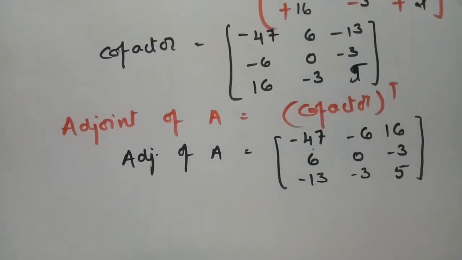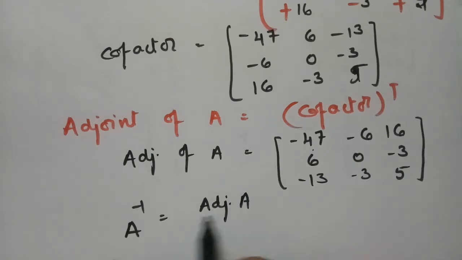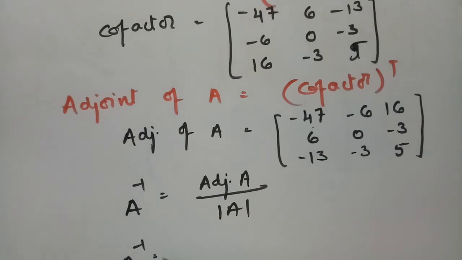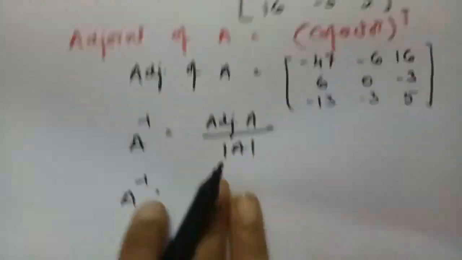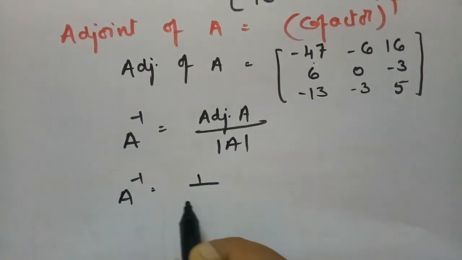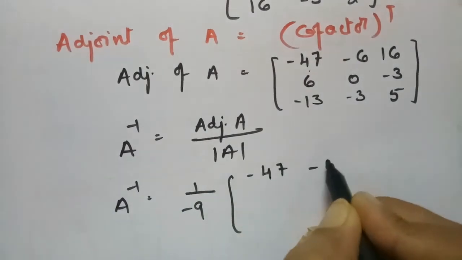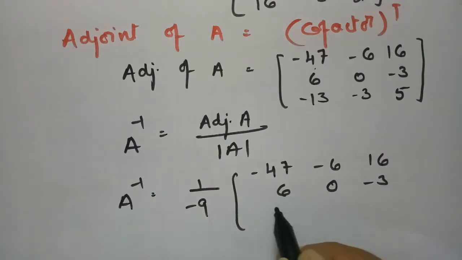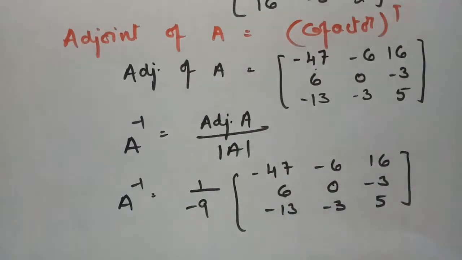So after getting the adjoint, we have to find A inverse. A inverse is equal to adjoint of A by determinant of A. So what is det A? Just now I found the determinant of A is equal to minus 9. So this is 1 by minus 9 times the adjoint, that is minus 47, minus 6, 16. This is 6, 0, minus 3. This is minus 13, minus 3, and this value is 5.